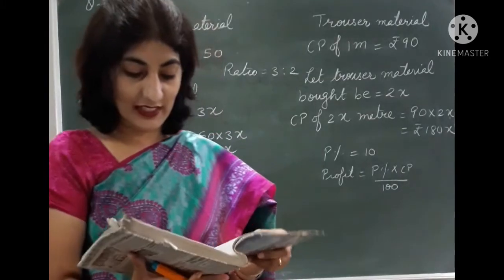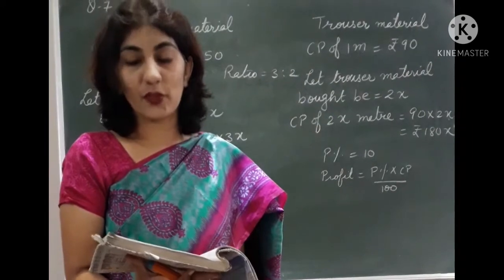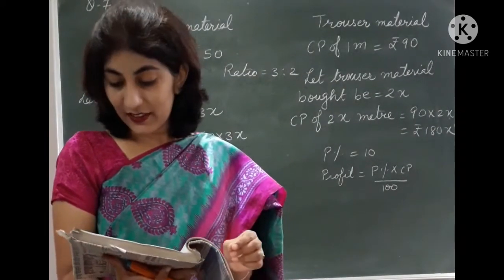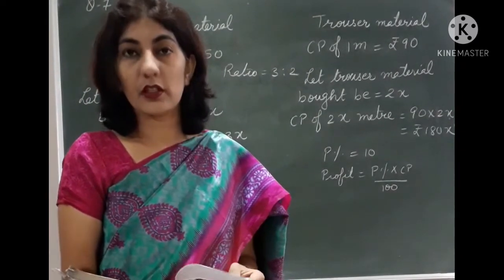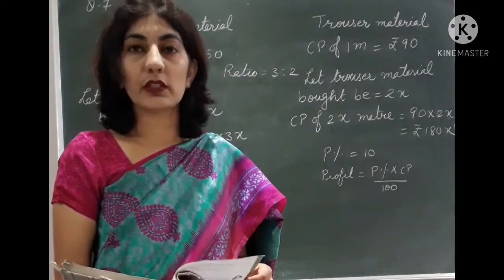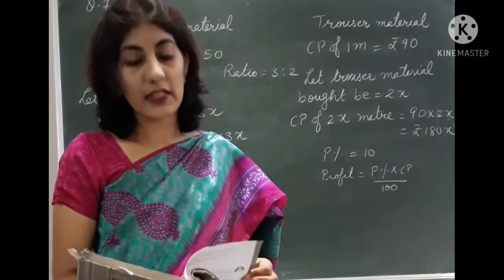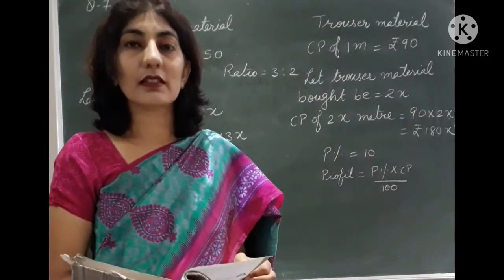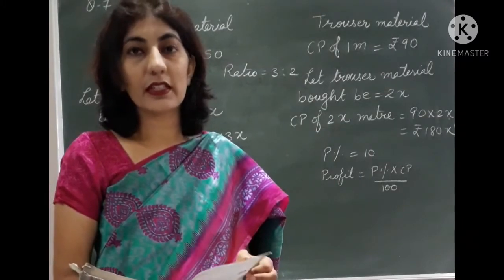Question number 7 is, Hassan buys two kinds of cloth material for school uniform. Shirt material costs him rupees 50 per meter and the trouser material costs him rupees 90 per meter. For every 3 meters of shirt material, he buys 2 meters of trouser material. He sells the material at 12% and 10% profit respectively. His total sale is 36,600. How much trouser material did he buy?